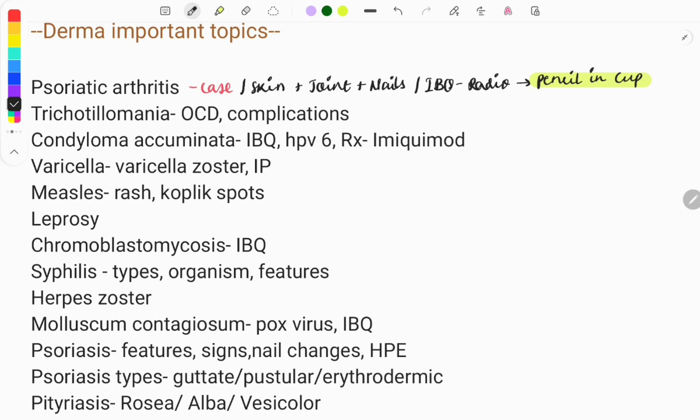Next topic, trichotillomania, also integrated with psychiatry. It is usually an obsessive compulsive disorder, and questions are asked on its complication. The complication of trichotillomania is trichobezoar.